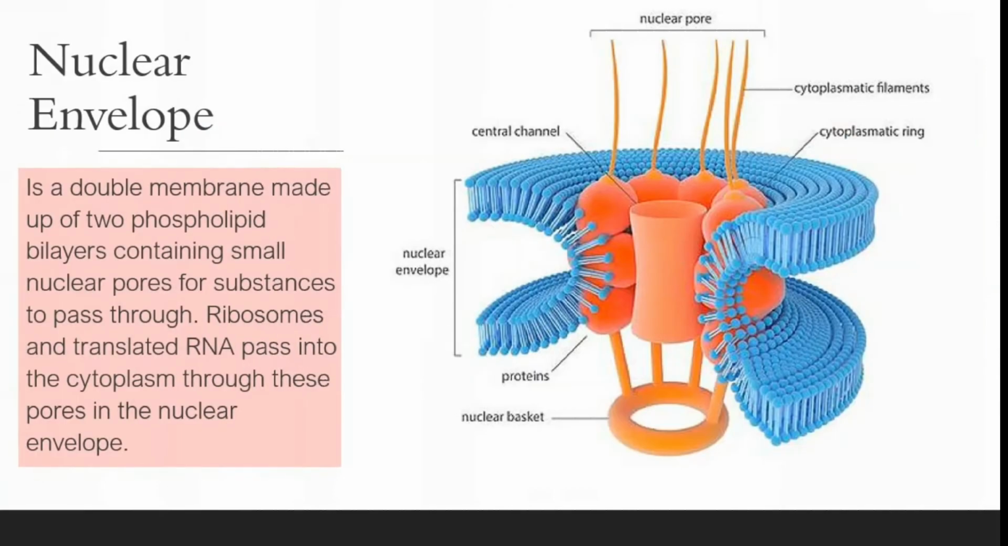The nuclear envelope is a double membrane made up of two phospholipid bilayers. Actually, you can see it here in the photograph. This is the nuclear envelope, and it contains nuclear pores for substances to pass through. Ribosomes and translated RNA pass into the cytoplasm through these pores in the nuclear envelope.